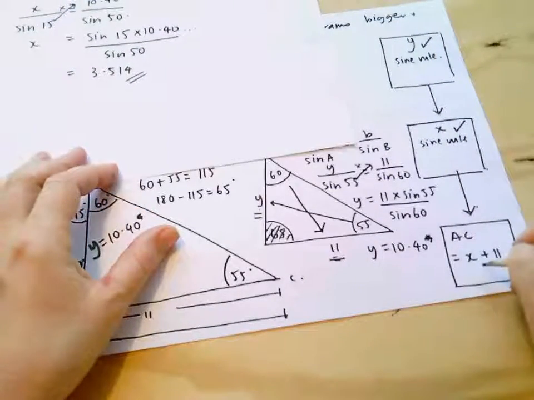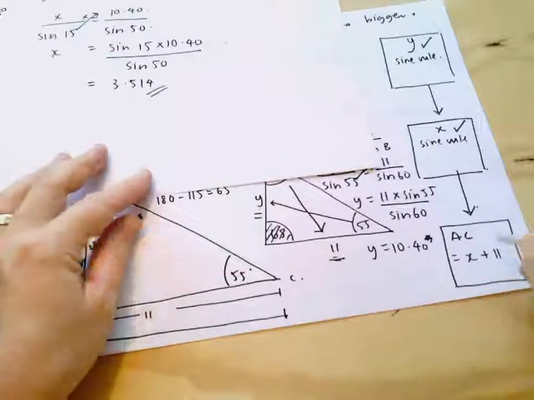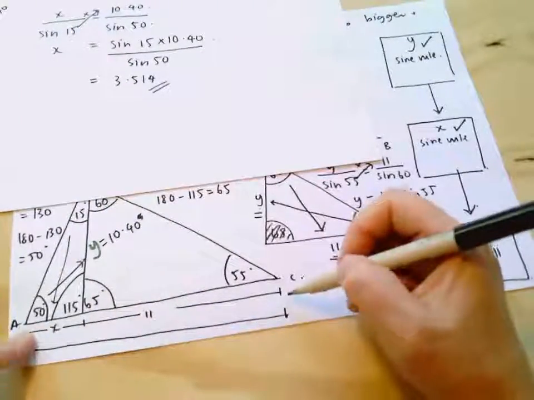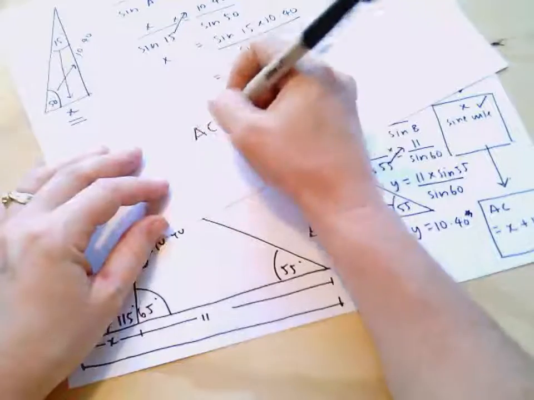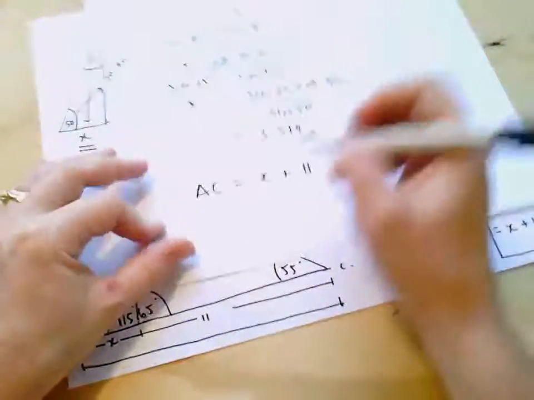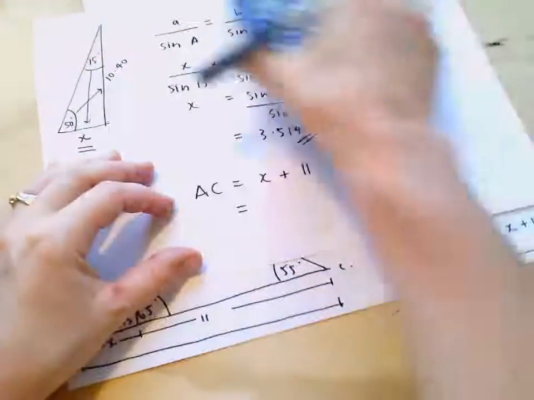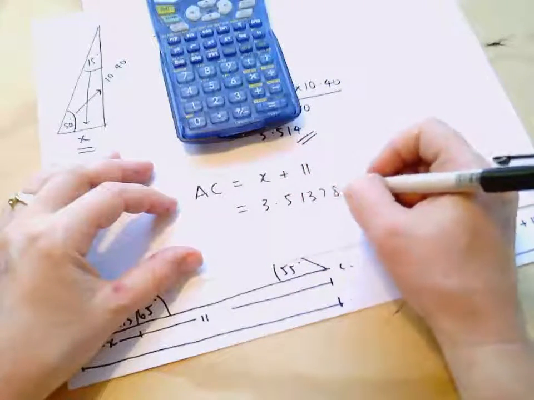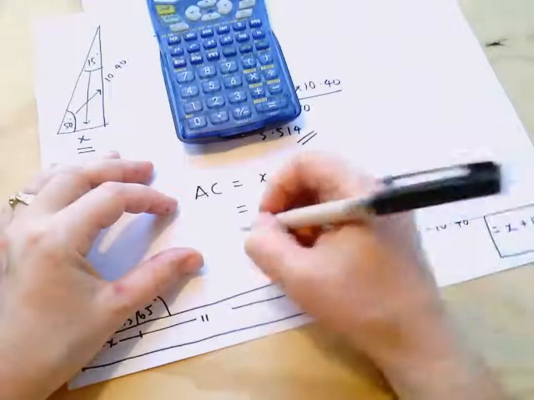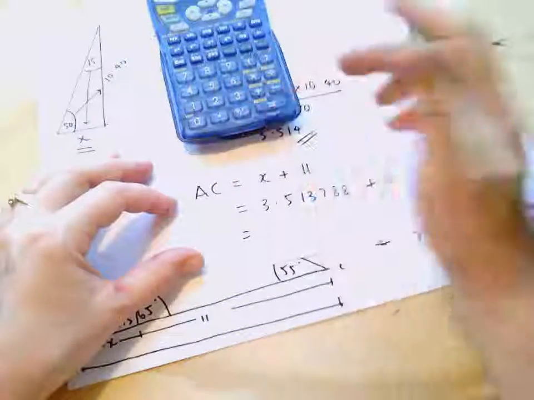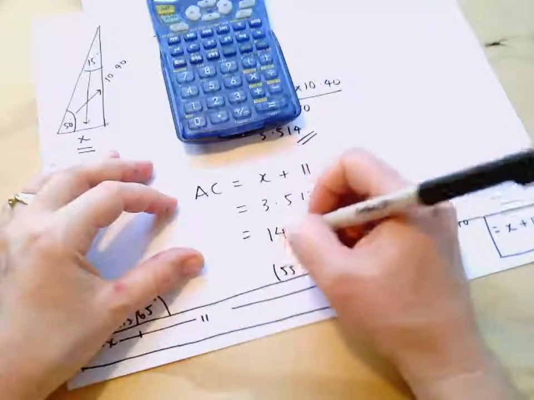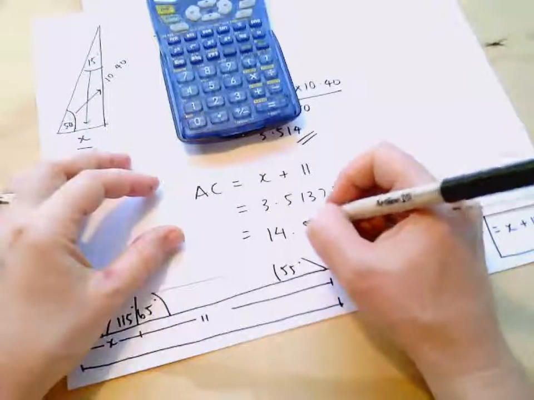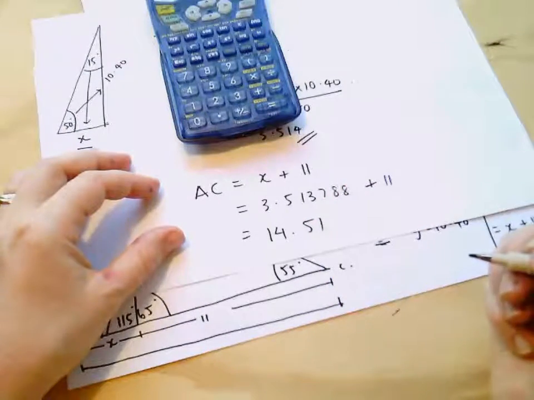Last step is that I need to work out AC by doing x plus 11, because that's going to give me that full length. So AC then is x plus 11. My x, again, to avoid those rounding errors, I put in as much as I had. I should have left it all for that last step, as I mentioned. Add on 11 is going to give me 14 point. Now here's where I'll round, just to 2 decimal places.